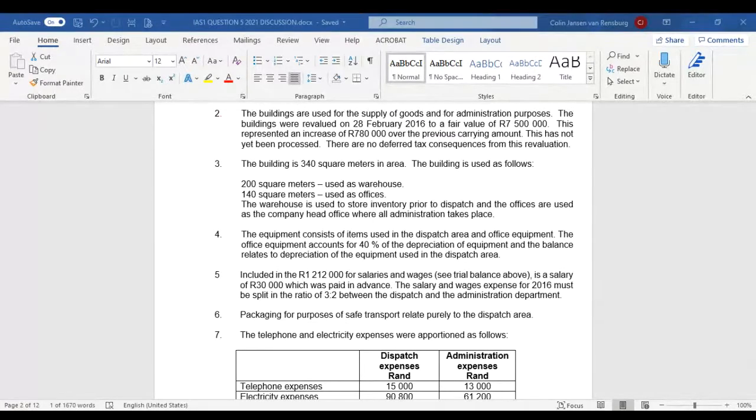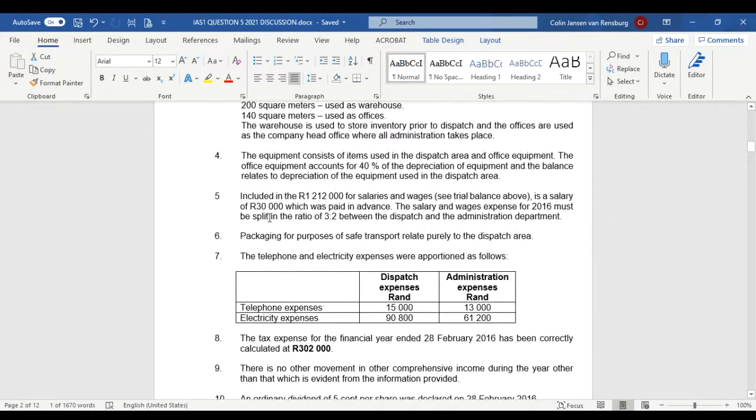Correct, Mr. Chanchani. It says office, so it's admin. Campus Gorilla, spot on. You don't need to make any adjustments, right? You're simply going to allocate it for the purpose of disclosing it on the face of your statement of comprehensive income. Great, great. Okay, then paragraph 5, they say included in the 1,212,000 rands for salaries and wages.